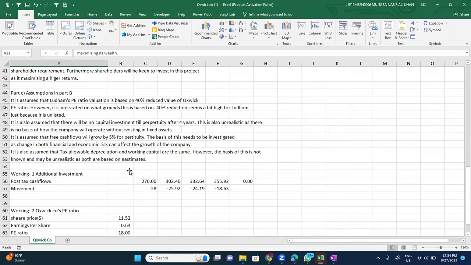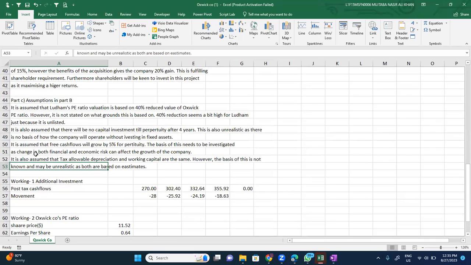20%. 40%. Also assume that there will be no capital investment in perpetuity. Free cash flow growth; there also needs to be an investigation of the change in financial risk and its effect. Okay, these are good points. I believe you have written it in paragraph form. But you can write more here. But overall, it is good.